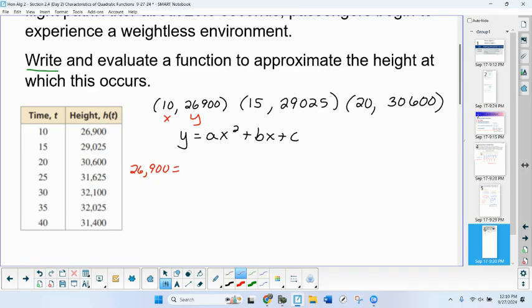All right, so x or y, what's x? 10 squared. You know what the biggest mistake you guys will do? You'll forget the what? Squared. Yeah. Okay. Plus b times 10 plus c. So what does this equation become?